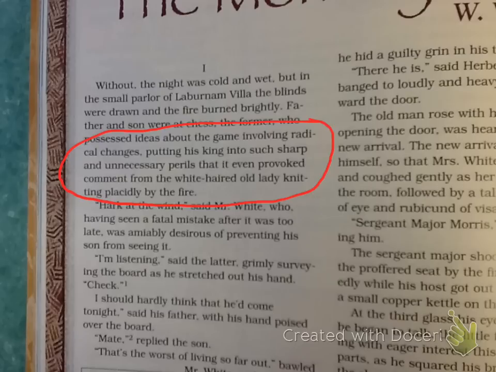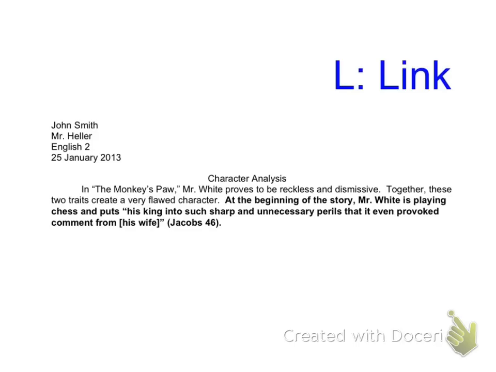The next step is to come up with a link. While reading the story, I took note of this passage on page 46 of our textbook, and I think it will work well to describe Mr. White's recklessness. At the beginning of the story, Mr. White is playing chess and puts his king into such sharp and unnecessary perils that it even provokes comment from his wife.